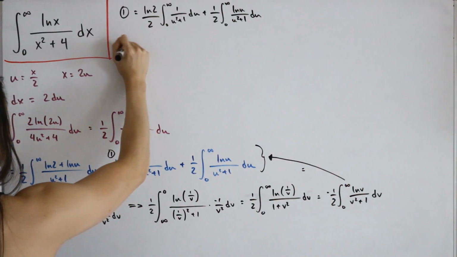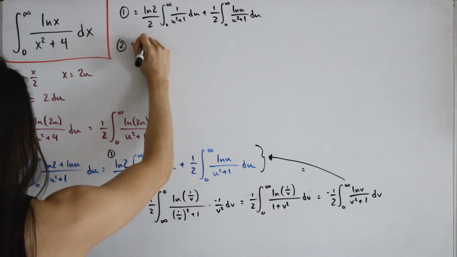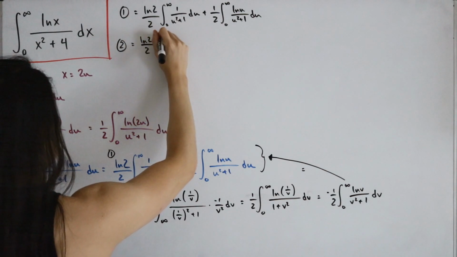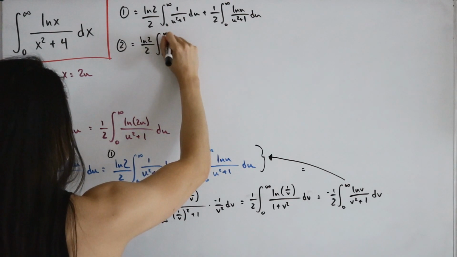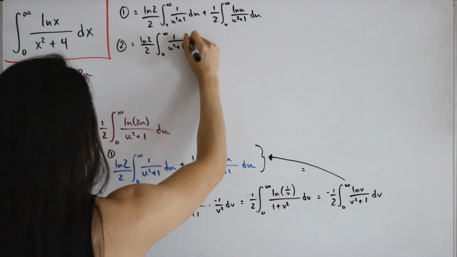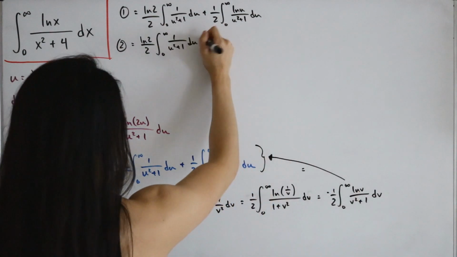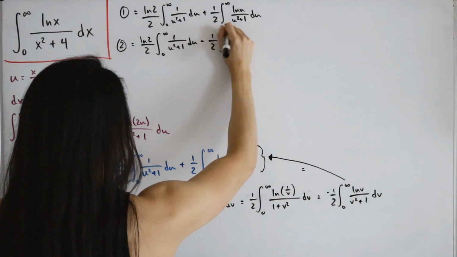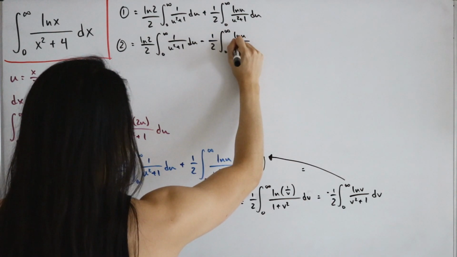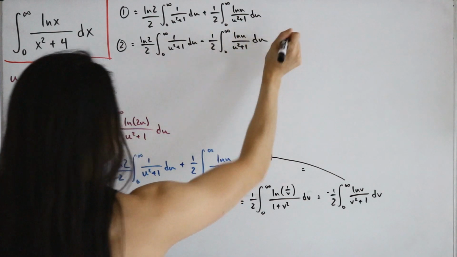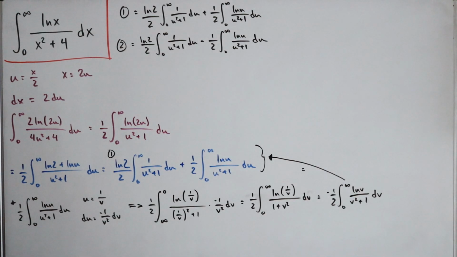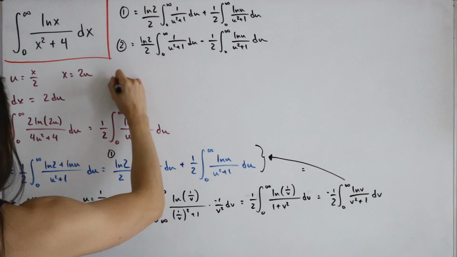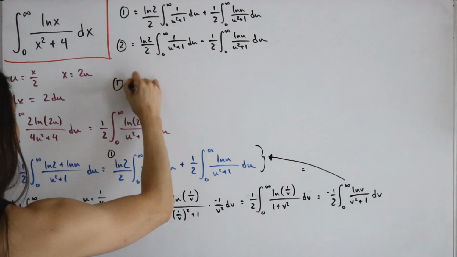Okay, and then equation number 2 is going to be the same thing. So ln of 2 divided by 2, then the integral from 0 to infinity of 1 divided by u squared plus 1 du, and then, as I mentioned, dummy variable, so -1/2 integral from 0 to infinity of ln of u divided by u squared plus 1, and then du. These two equations are the same thing. So then I'm going to add up equations 1 and 2.